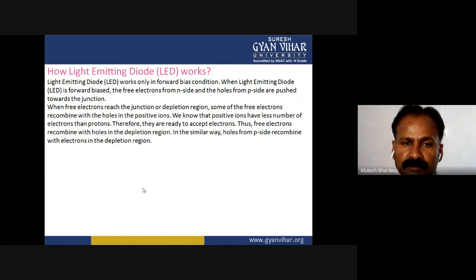When free electrons reach the junction or depletion region, some of the free electrons recombine with the holes in the positive ions. We know the positive ions have fewer electrons than protons. Therefore, they are ready to accept electrons. Thus, free electrons recombine with holes in the depletion region. In a similar way, holes from the P side recombine with electrons in the depletion region.